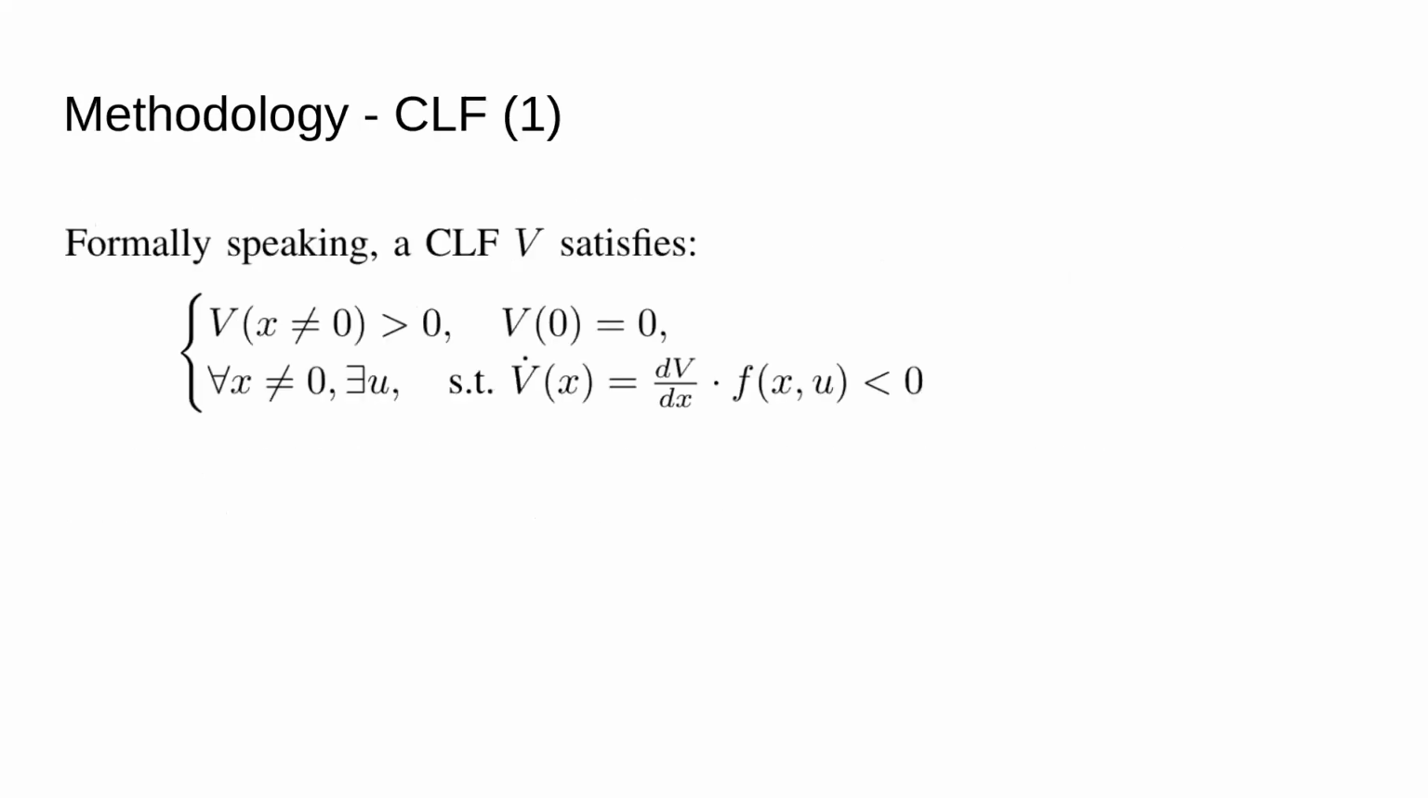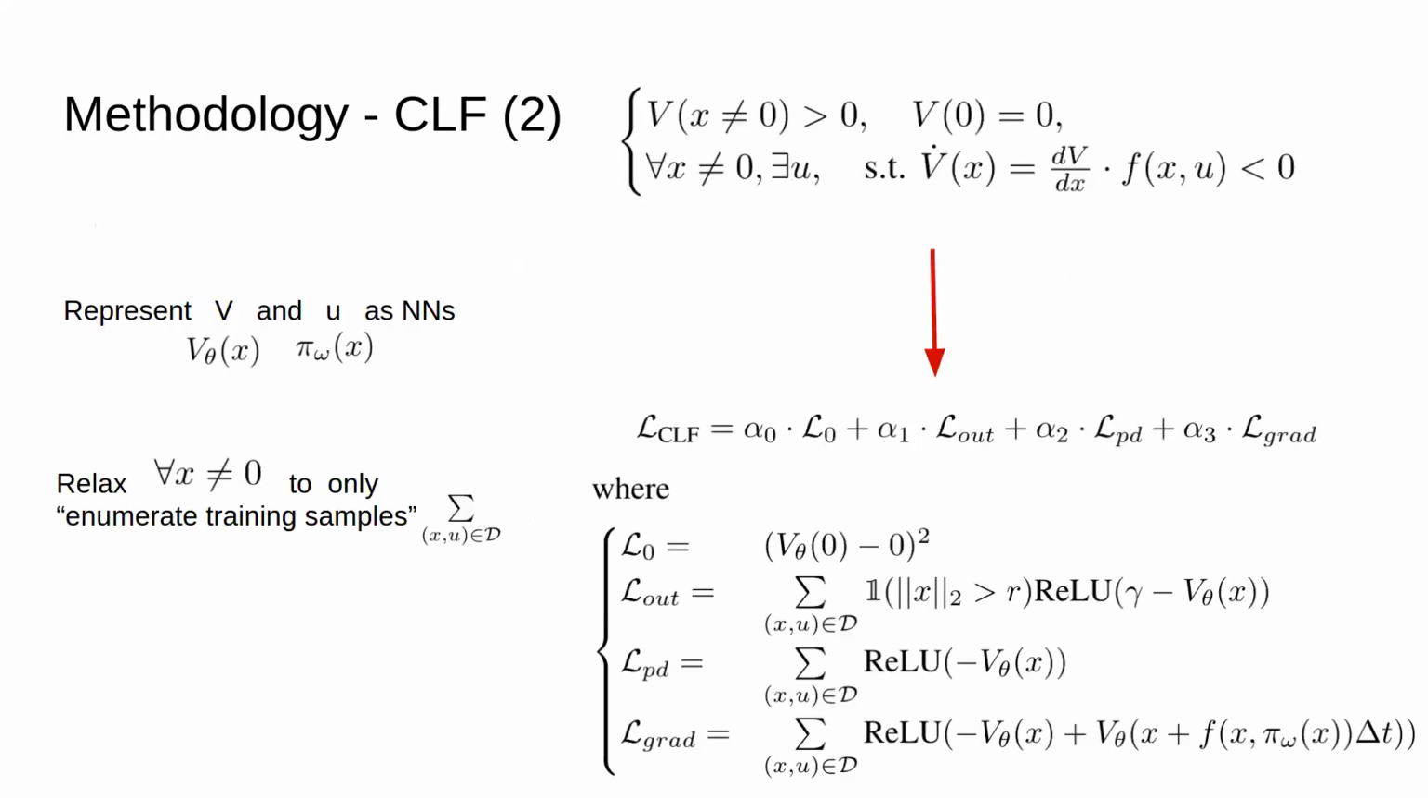A control Lyapunov function V should be positive for all non-zero states and should be zero at the origin. Also, there should exist a controller that makes the time derivative of V decrease for all non-zero states. To achieve this, we parameterize the CLF and controller as two neural networks and collect samples from simulation. We enforce those constraints by optimizing via the loss function defined here. In this way, the neural network acts like a CLF and can guide the NN controller to enforce the stability property.